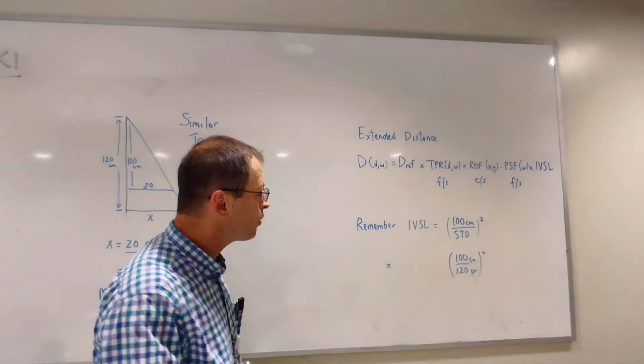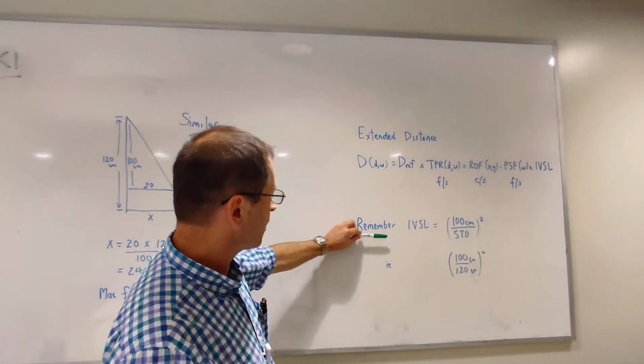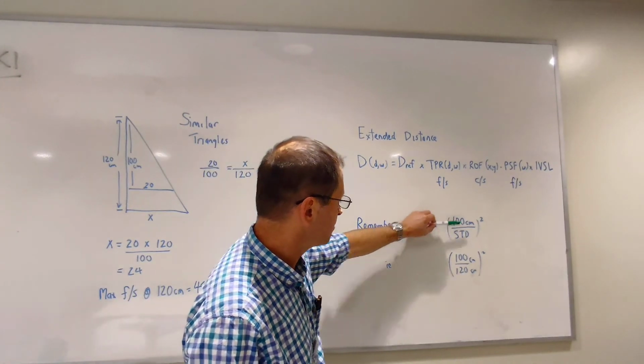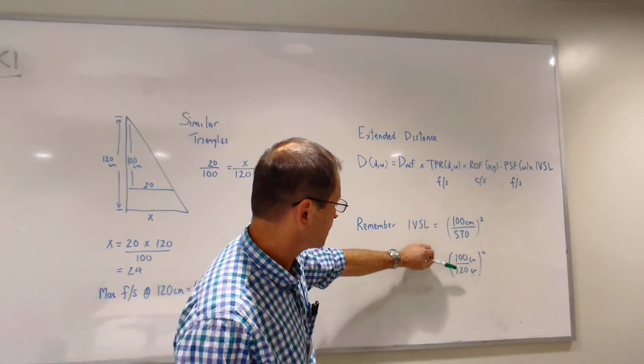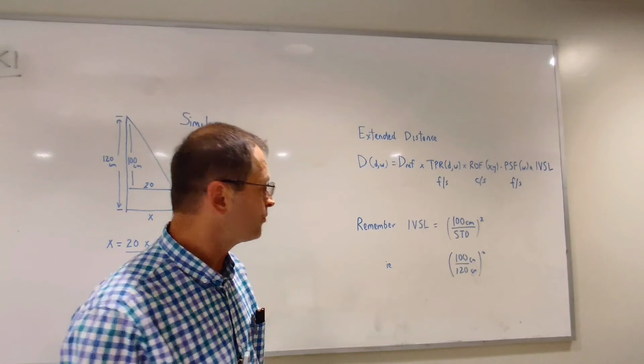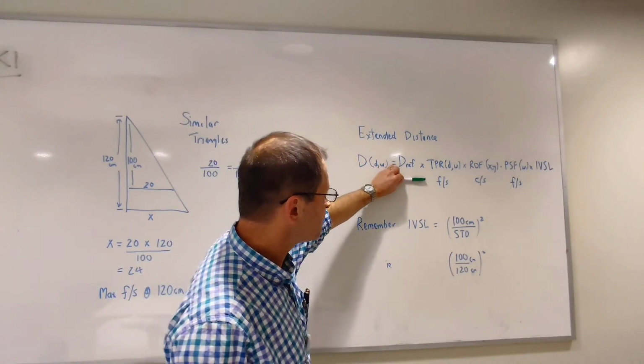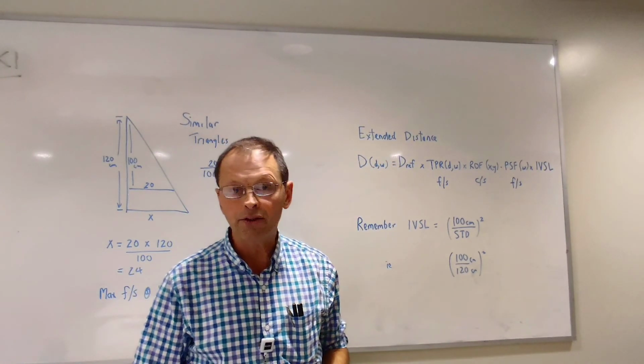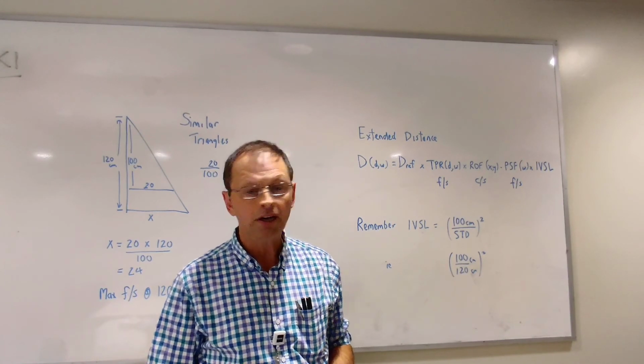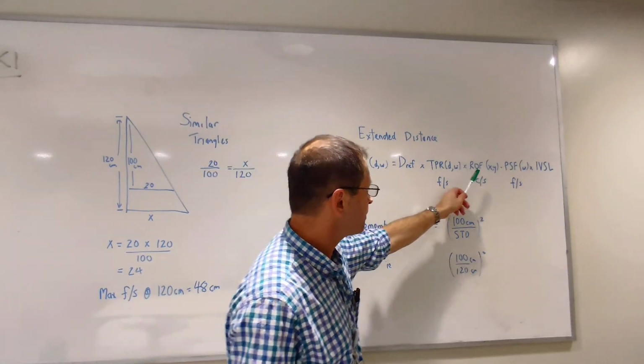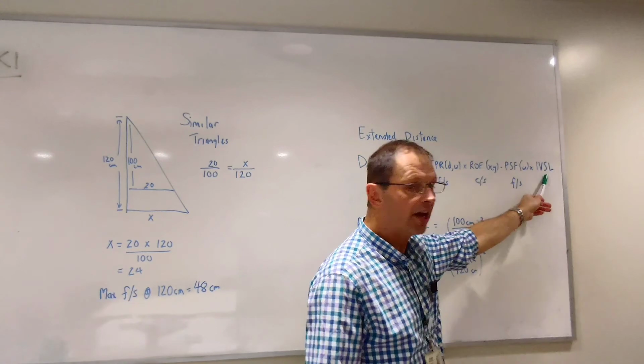And again, for 120 SAD, remember your inverse square law correction will be 100 centimeters over that distance, in this case 120, and that will give you a factor. Remember, all these variables are available online, and Medical Physics has a data book, and they will have this table. This is a graph, and you calculate this.